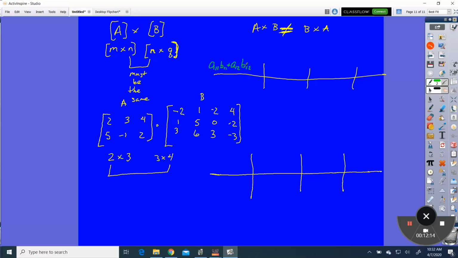Whoops. Second, there we go, B21. That's a mess.